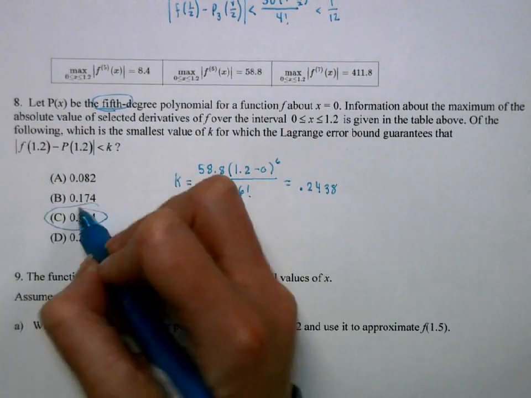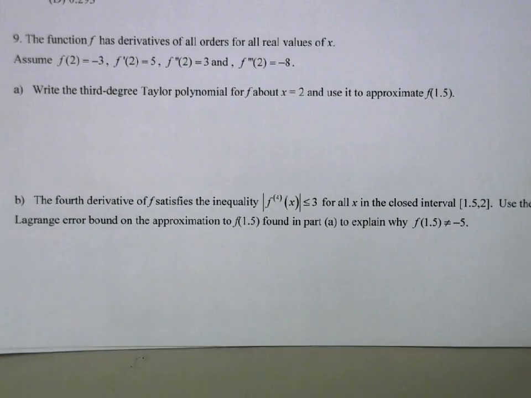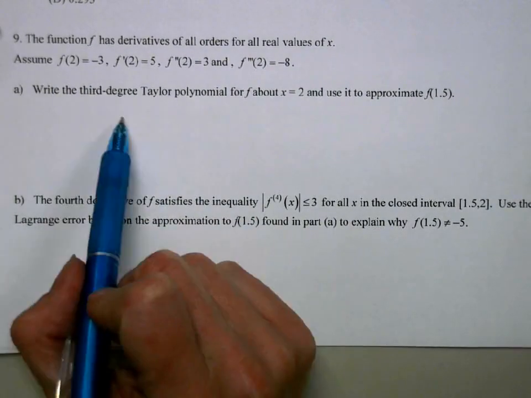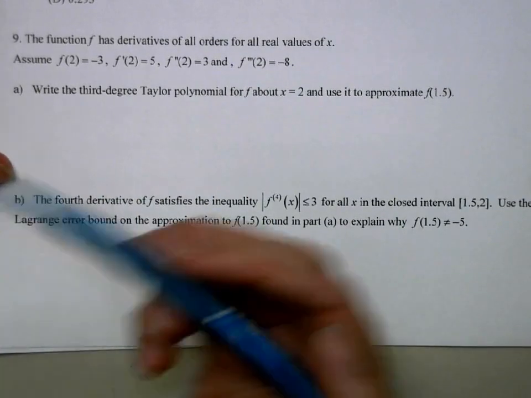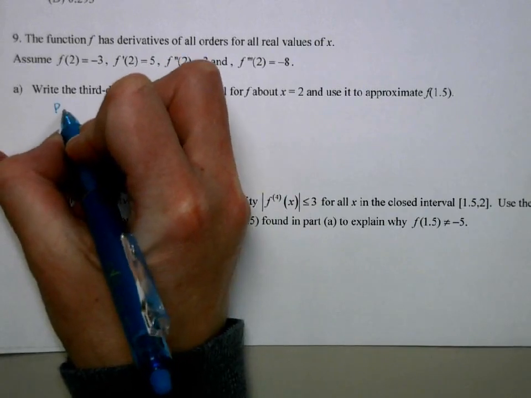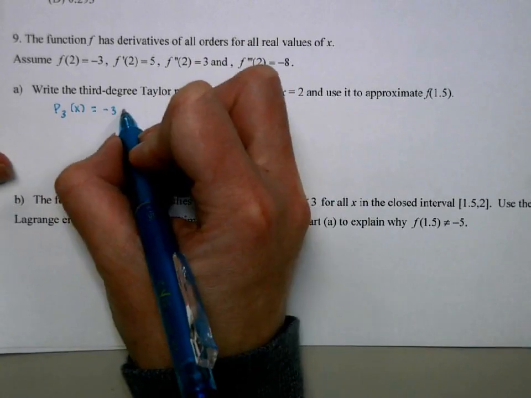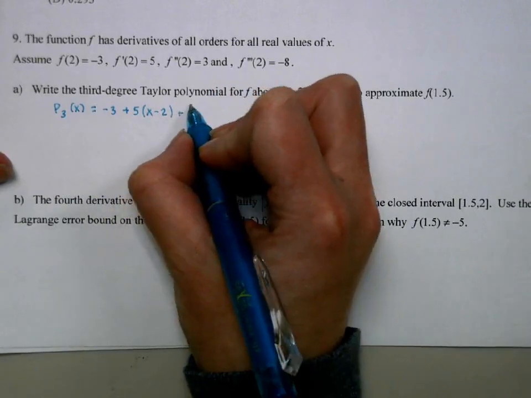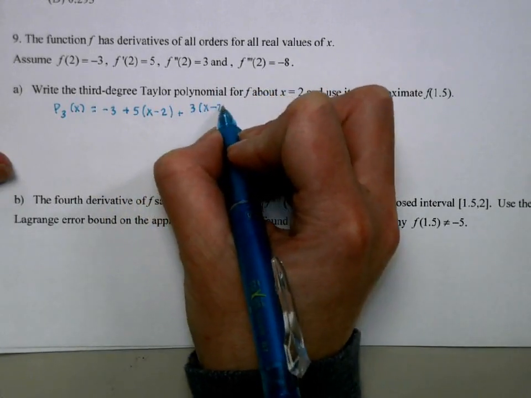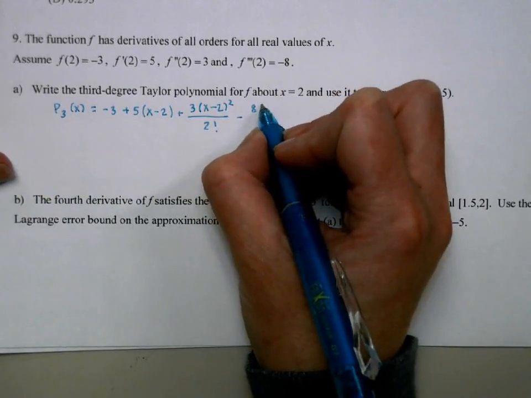Okay, this question is actually a calculator active question, which is interesting. So we've got some derivatives here. We're going to write the 3rd degree Taylor polynomial about x equals 2 and use it to approximate f of 1.5. Okay, so we'll fill in our pieces here. F of 2 is 3. F prime is 5. We're centered at 2. So there's my polynomial.